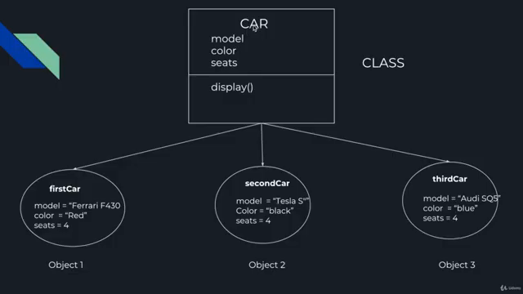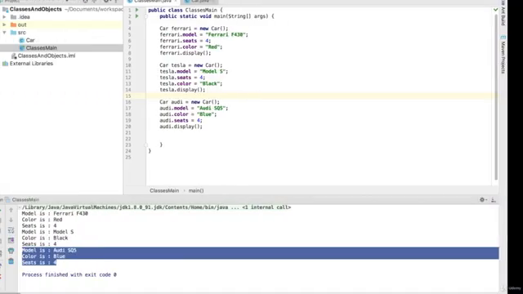So this is what we just did. We created a car class. It had certain variables defined in it, model, color, seats, and a display behavior, which is a method. And then we created 3 objects over here, which is the first car, second car, third car. We assigned some values to all the corresponding variables and we used it in the program. So that's about this class, guys.